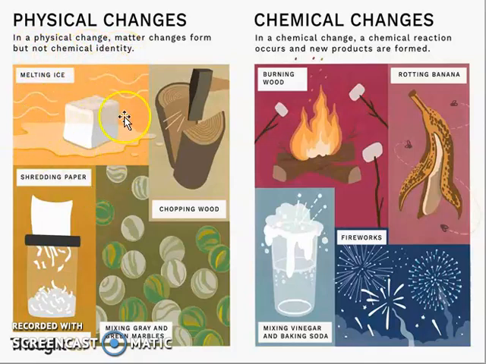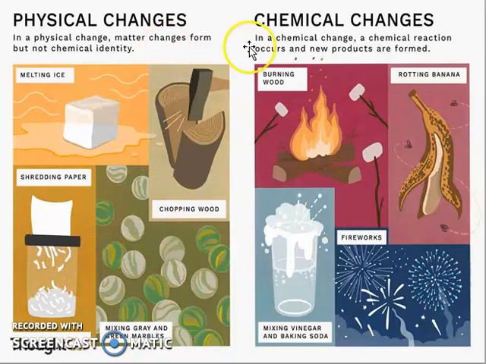Okay, now see, you can see these live examples like melting of ice, shredding of paper, mixing gray and green marble, chopping of wood. Now see, these are all changing the matter, but it is not changing its appearance or color. When ice melts it becomes water, but there is no change in color. In mixing of marble also you can identify this is gray, this is green, but you cannot see any chemical change. So these all are physical changes.